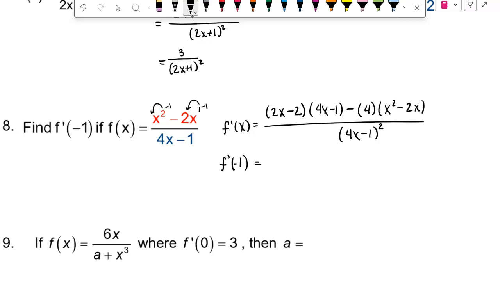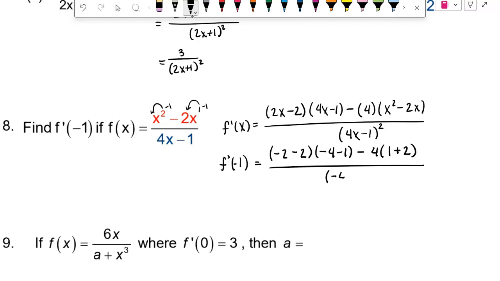-1. So let's see. We've got 2 times -1 minus 2 times 4 times -1 minus 1 minus 4 times -1 squared is 1, and then minus 2 times -1, so that'll be plus 2, divided by 4 times -1 minus 1. So that'll be negative 5 squared eventually.